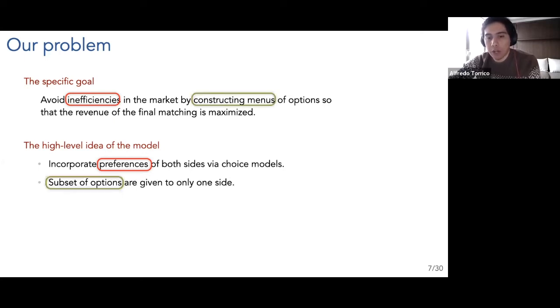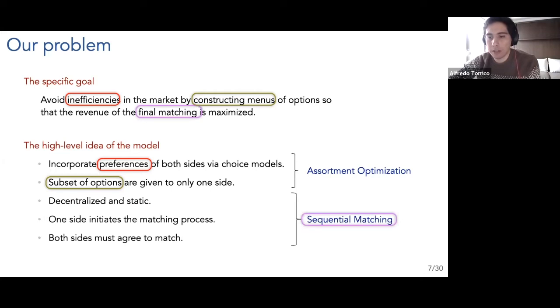We're going to construct menus for only one side of the market, and the previous example was for the consumers. This corresponds to the assortment optimization part. And finally, we have the matching, which has some characteristics. It's going to be decentralized, meaning that the platform, once it shows the menus, doesn't intervene on the matching process. It's going to be static.